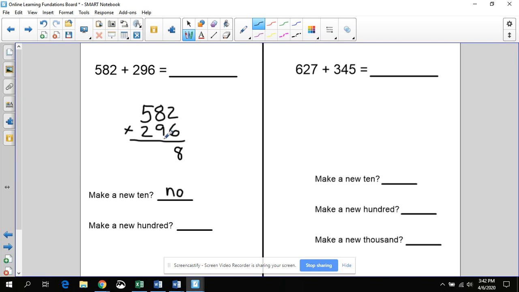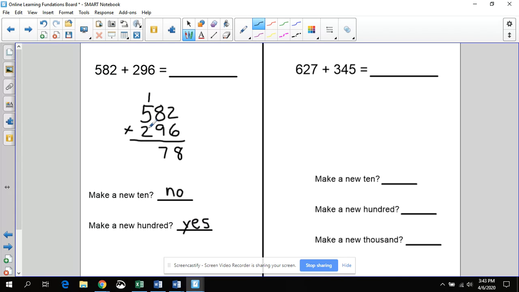8 plus 9 is 17, which gives me a 1 up here and a 7 down here. This 1 is in the hundreds. I did make a new 100. I know this is 8 plus 9, but since it's in the hundreds, it's basically 80 plus 90, which is 170. So here's my 7 tens and my new 100. So my answer there is yes.